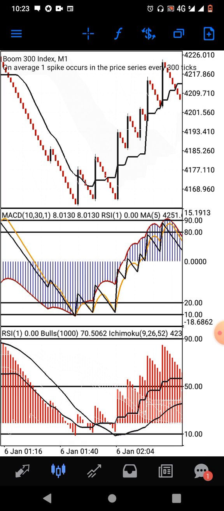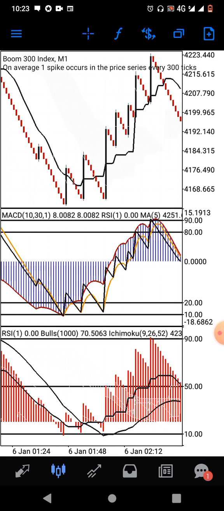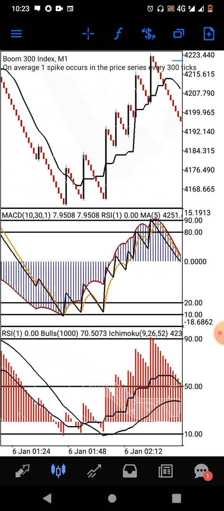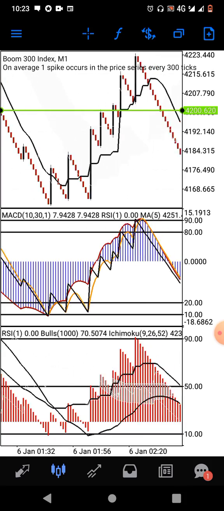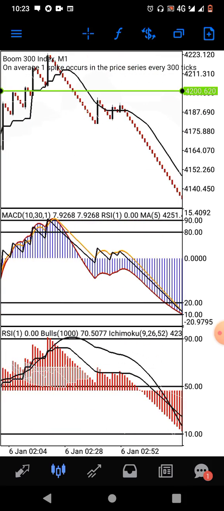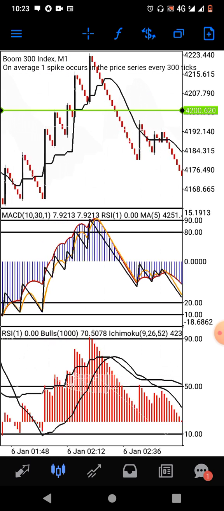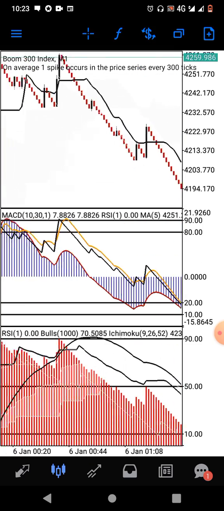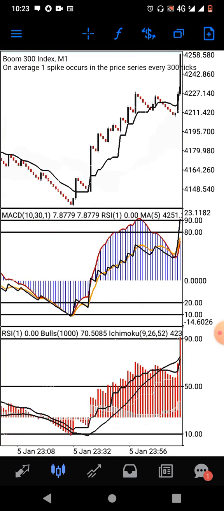So now let's keep pushing. See, even the bull power got to that sell zone. You see, we have a nice perfect crossover. Then you could have sold, and you made good profit. So this strategy is super cool. It works perfectly well for boom and crash indices, and it works too for the 1 minute time frame.